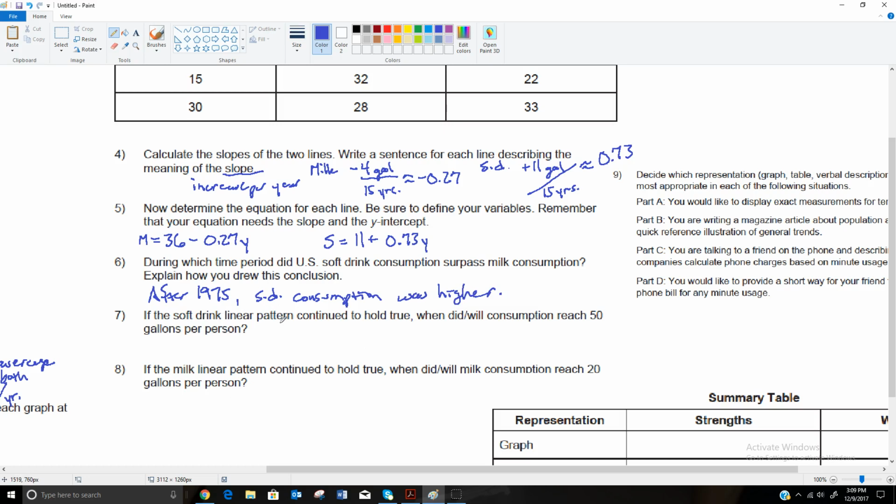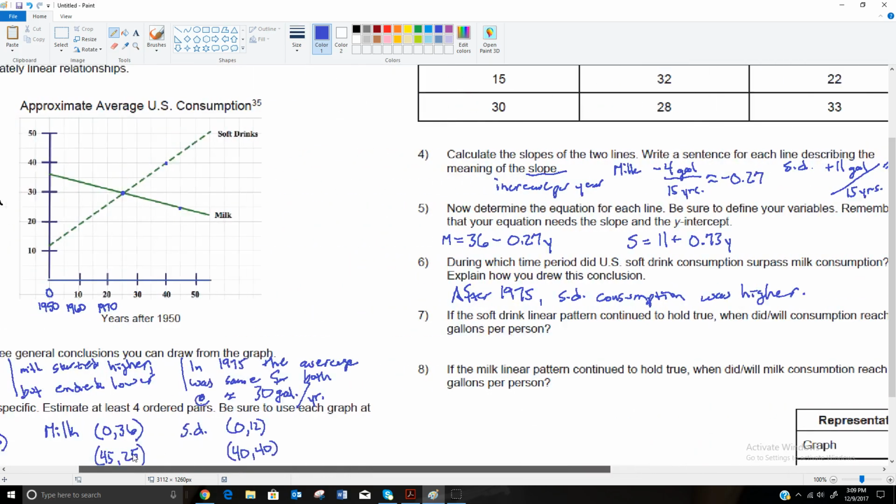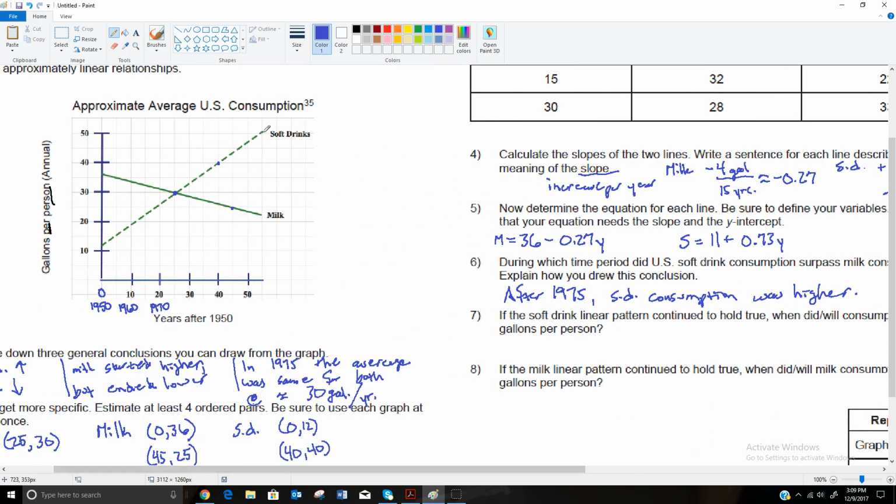If the soft drink linear pattern continued to hold, when will the consumption reach 50 gallons per person? Well, if we go over here, we see that the soft drinks did reach 50 gallons. In fact, it looks like it's a little bit above 50, but we'll go with this. What year is that? Be careful, because it's easy to say, oh, it's the last number, it's 50. But you notice 50 is this line, this grid mark, and where the 50 is actually another grid mark over, and these are 5s, 40, 45, 50. So this is actually, if I were to mark this in, this is actually 55.